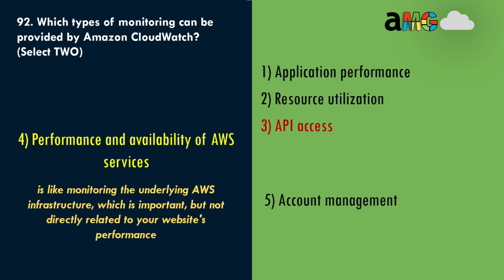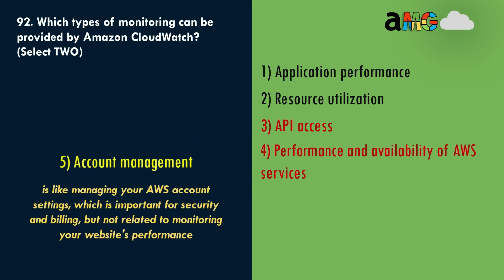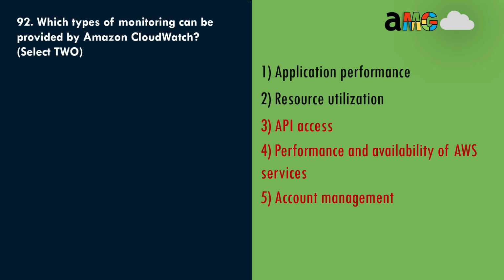Option 4, performance and availability of AWS services, is like monitoring the underlying AWS infrastructure, which is important but not directly related to your website's performance. So this is also the wrong answer. Option 5, account management, is like managing your AWS account settings, which is important for security and billing, but not related to monitoring your website's performance. Okay, so this is also the wrong answer.